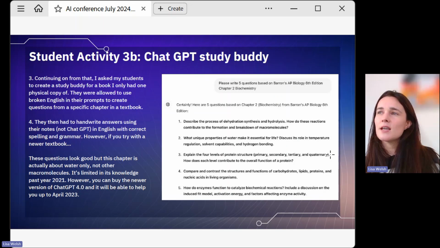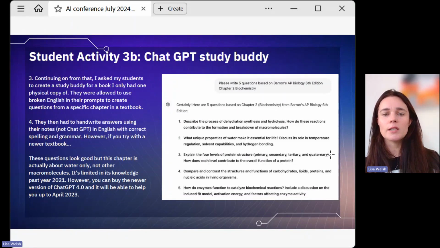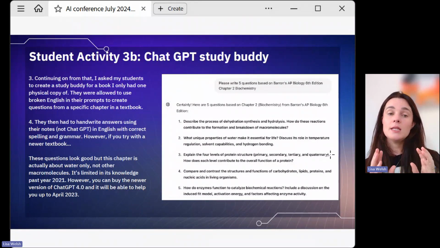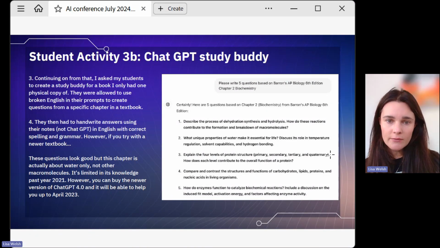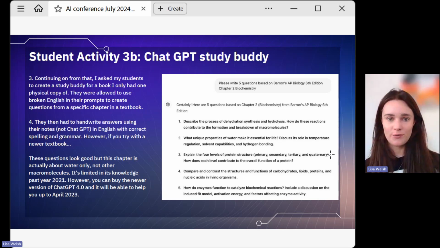we don't really work with a lot of textbooks, but especially when I'm working with AP, where it's a very specific content course, I kind of need these questions and information. And so I think what's quite useful about ChatGPT is you can put in a specific title of a book. So in this case, I've put, please write 5 questions based on Barron's, who's the author, AP Biology, 6th edition, chapter 2 on biochemistry. So I'm being very specific, okay?